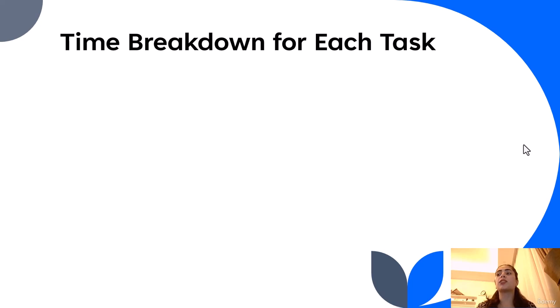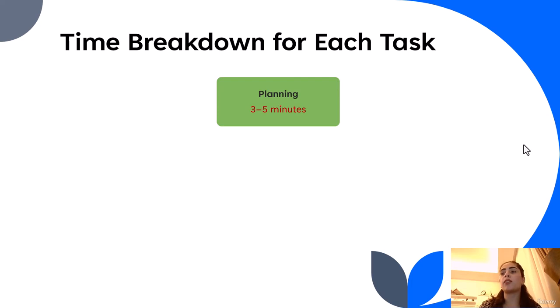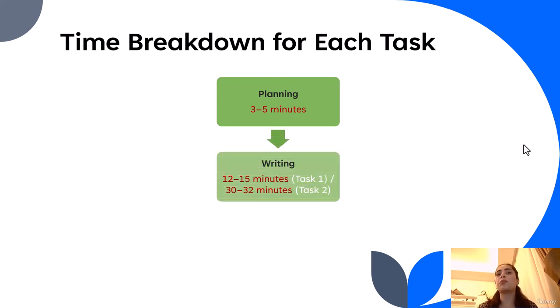Here's a sample breakdown for both task 1 and task 2. Planning: 3-5 minutes. Quickly analyze the question and outline your response. Writing: 12 to 15 minutes for writing task 1 and 30 to 32 minutes for task 2. Follow your outline and write your response. Finally, reviewing: 2-3 minutes. Check for errors and improve coherence. Let's go into each phase in more detail.